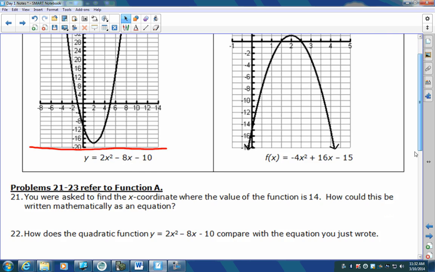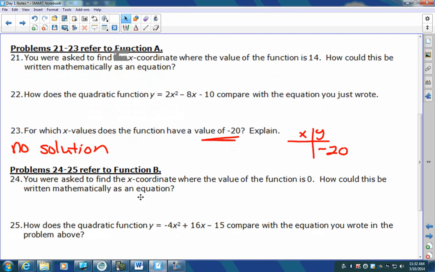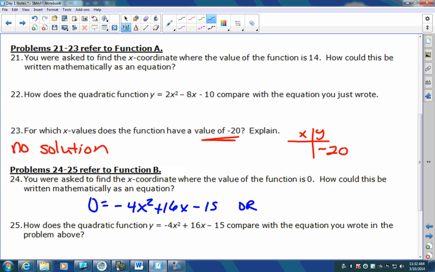Okay, so what I've just tried to say is that you have 0 equals negative 4x squared plus 16x minus 15. Or you could write it with the 0 at the back. It doesn't matter which.